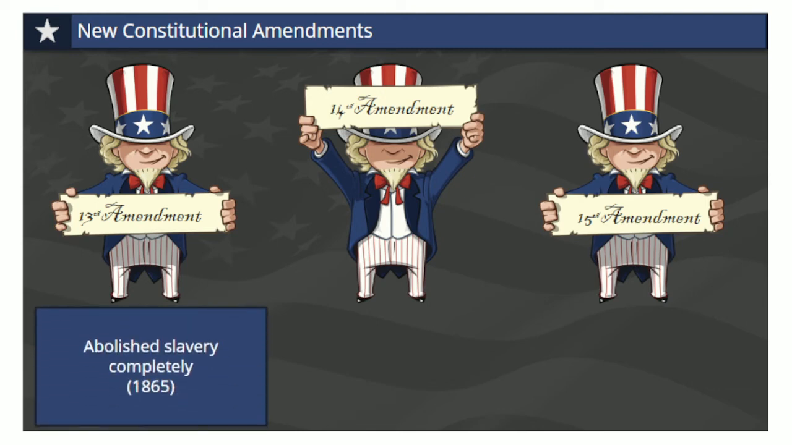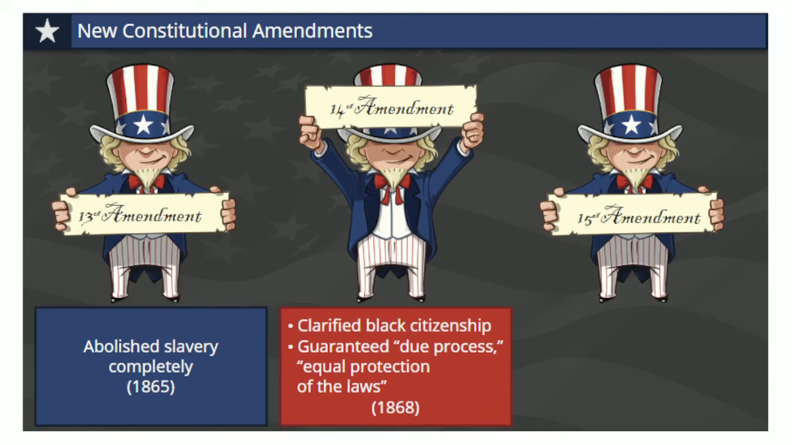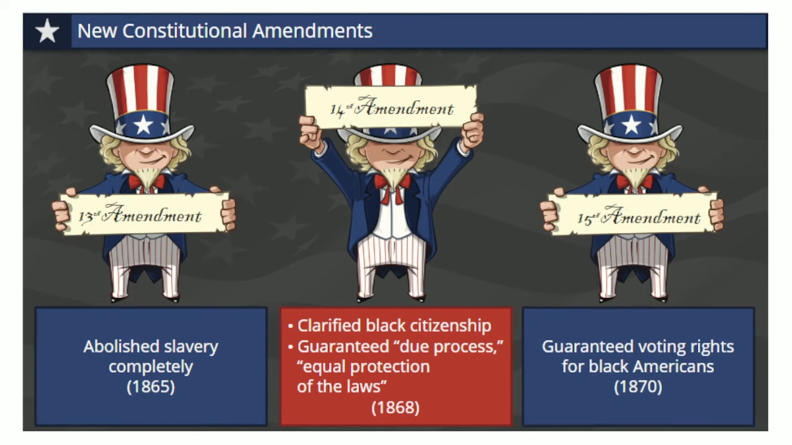The 14th Amendment clarified American citizenship, making it clear that African Americans, as well as all others born in the U.S., were Americans with all the rights that citizens possessed. This had been disputed before the Civil War. The 14th Amendment also guaranteed all Americans, especially former slaves, due process of the law and equal protection of the laws in every state. The 15th Amendment guaranteed the right of all citizens, especially former slaves, the right to vote.